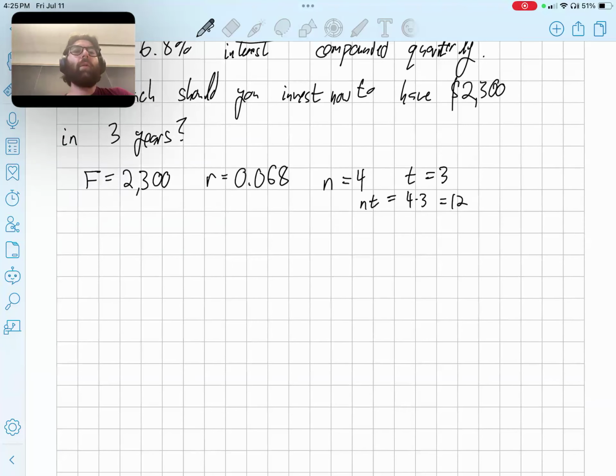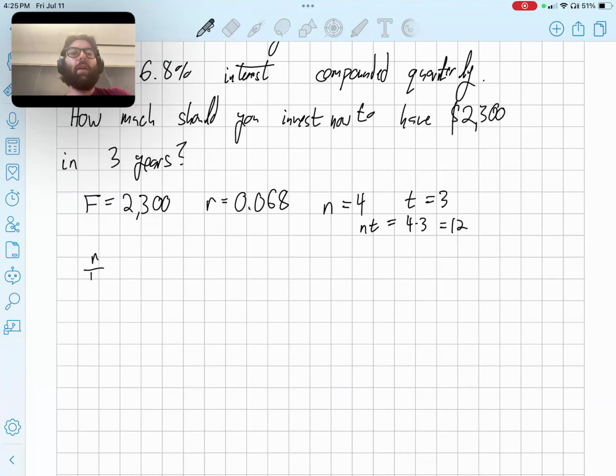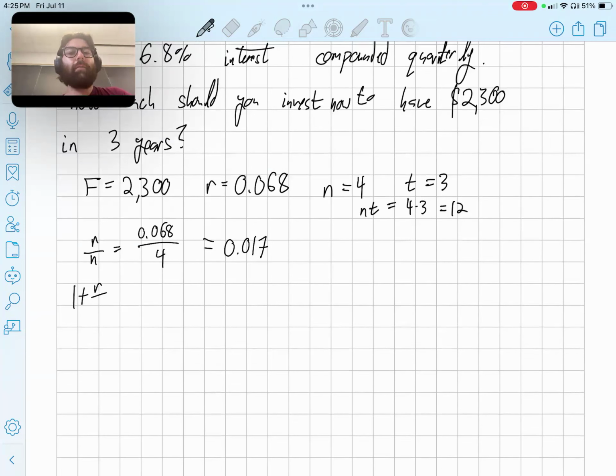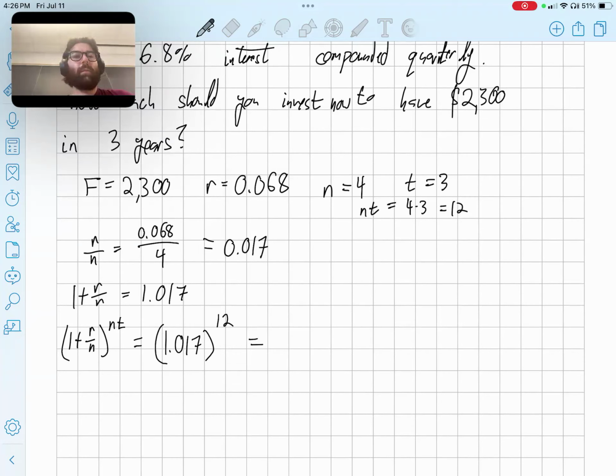Okay. And so what we're going to do is we're going to do the same thing. R over N, 0.068 over 4, which is 0.017. 1 plus R over N is 1.017. 1 plus R over N to the NT is 1.017 to the 12th power, which is 1.224,197,350.